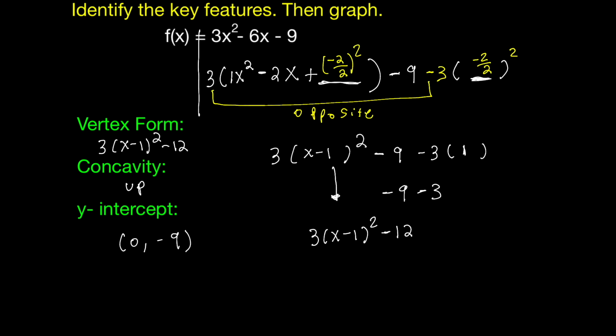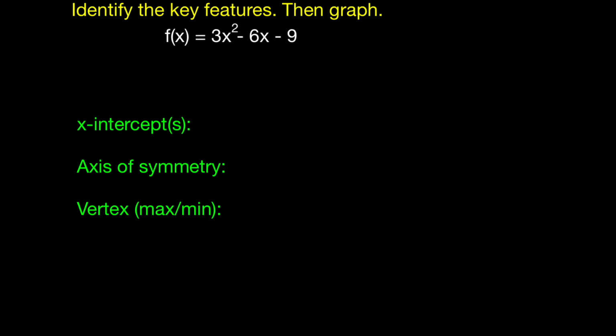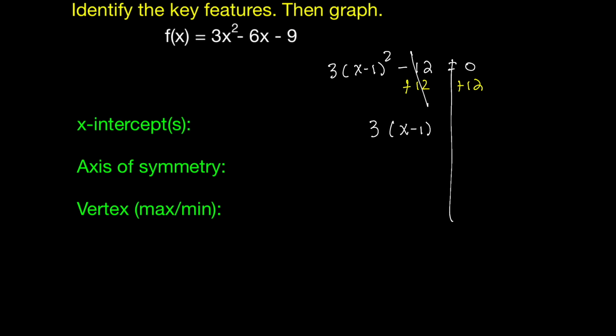Now let's go ahead and solve for the x-intercepts. And to do that, we're going to grab the vertex form, which is 3 quantity x minus 1 squared, and then we're going to subtract 12. We're going to set that equal to 0. To solve, we're going to begin by adding 12 on both sides. On the left hand side, the 12s are going to cancel out, leaving me with 3 quantity x minus 1 squared, and then on the right hand side, 0 plus 12 is going to be 12.